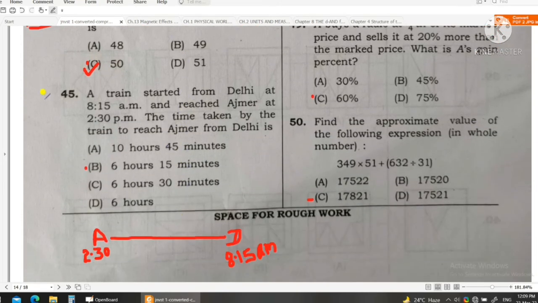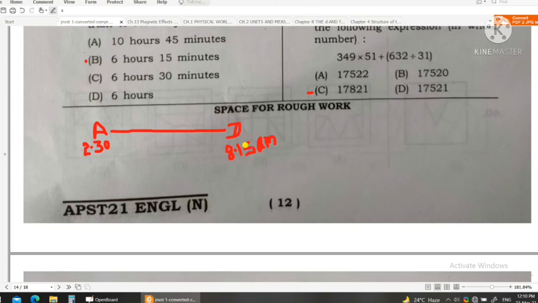Question number 45, very easy. A train started from Delhi at 8:15 a.m. and reached Ajmer at 2:30 p.m. The time taken by the train to reach Ajmer from Delhi is. It is very important and very easy question also. This type of question may repeat.